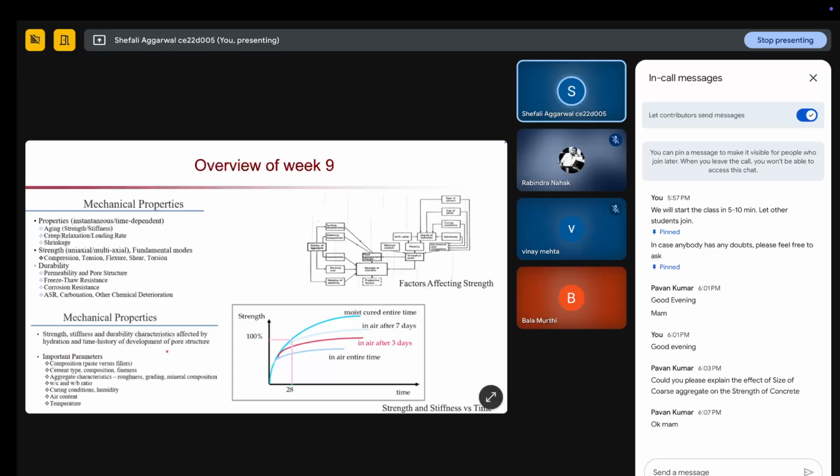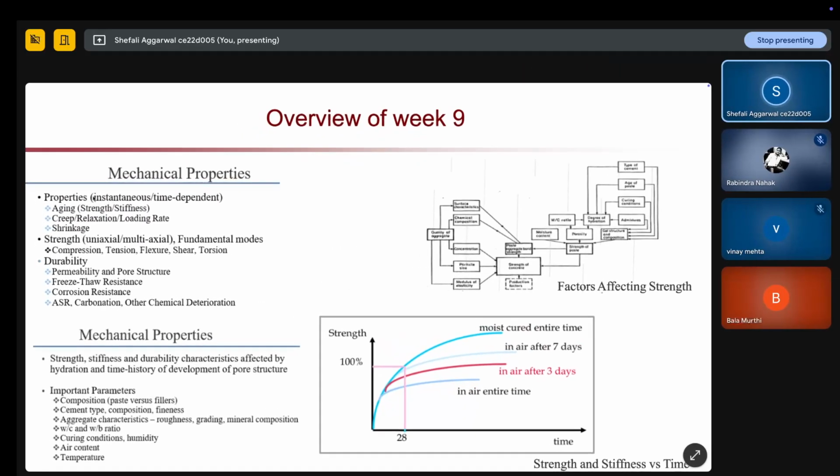Next thing is about mechanical properties only. The main thing which affects all three types of properties, let's say durability, strength, or any general properties, is the hydration and how our pore structure is being developed. That will affect our further or long term properties. So our initial properties of concrete, or how it is initially getting mixed, will affect our future or long term properties of the concrete system.